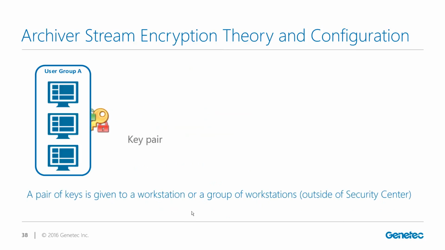So just to give you an idea of what goes on in the system, we have our workstations here, and what's going on is we have a key pair for our encryption here, and that's given to the workstation or the group of workstations, and that's being done on the Windows system, so that's happening outside of Security Center.